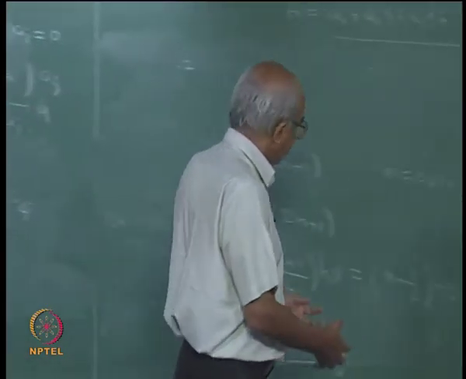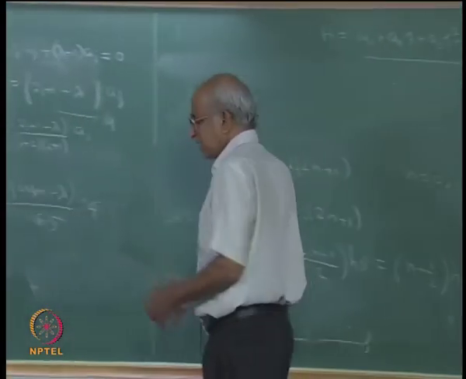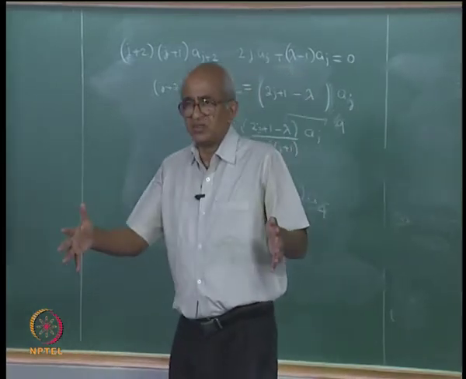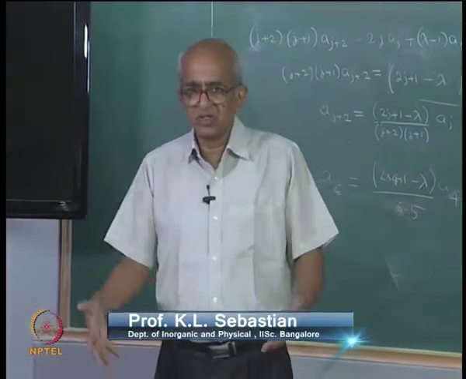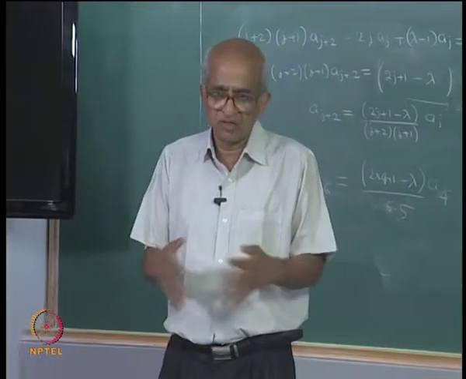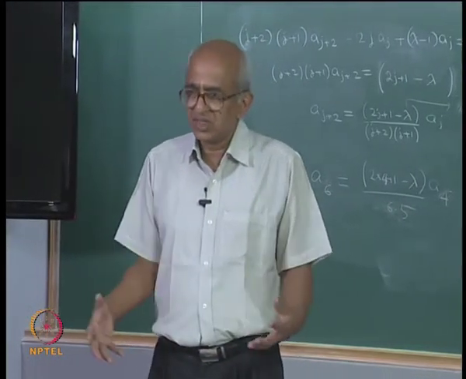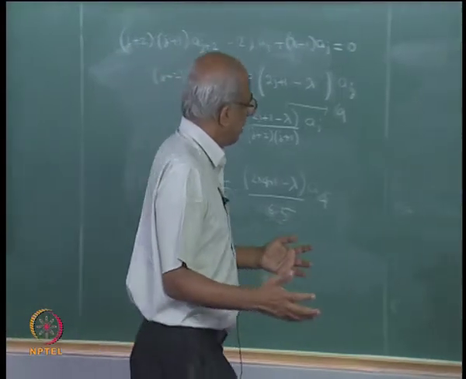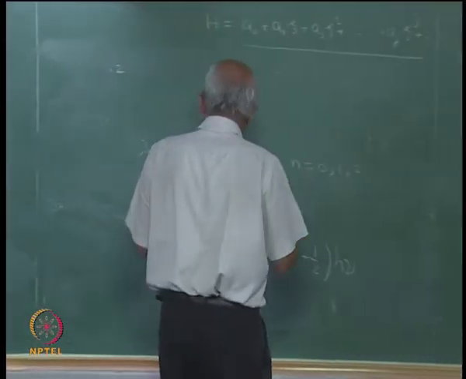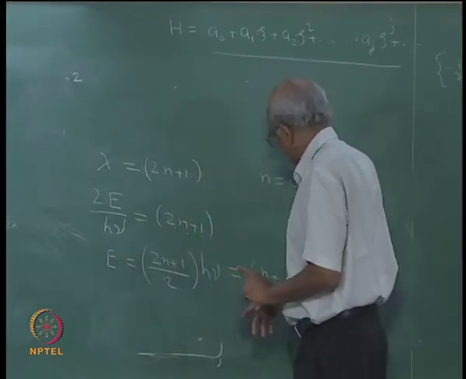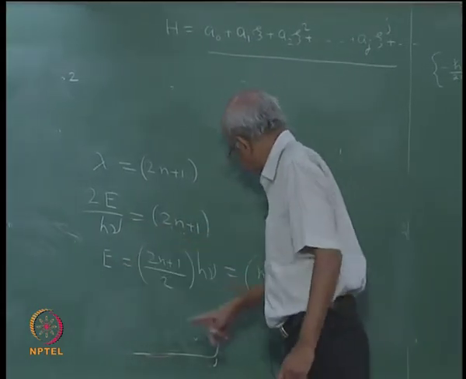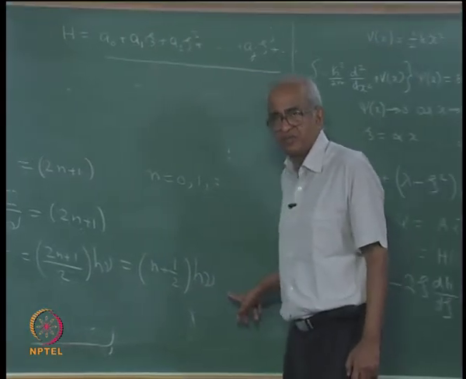So, we were actually looking at the recursion relationship. We wanted to terminate the series at some finite power of c, and we managed to do that by putting lambda equal to 2n plus 1. This ensures that we have an acceptable solution, and that actually means that 2E by h nu must be equal to 2n plus 1, which implies that E must be equal to n plus half h nu.